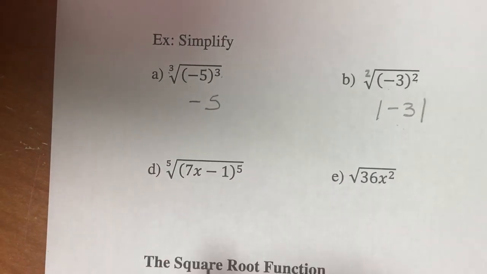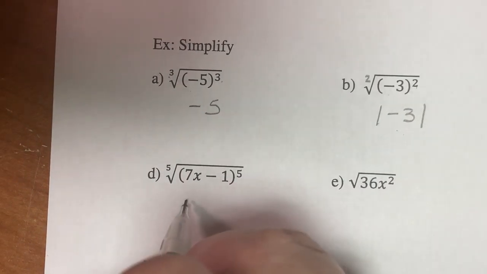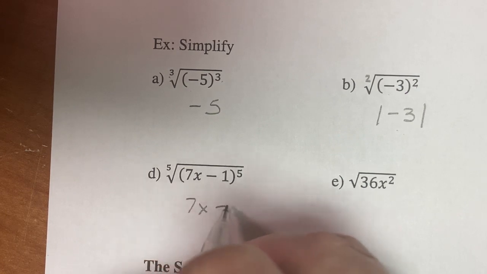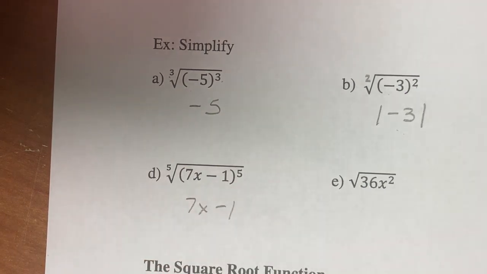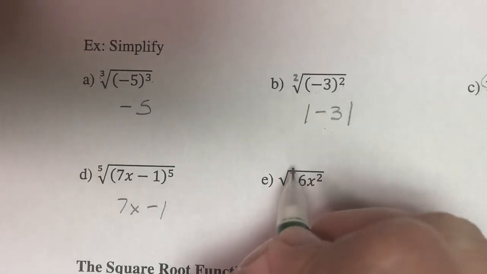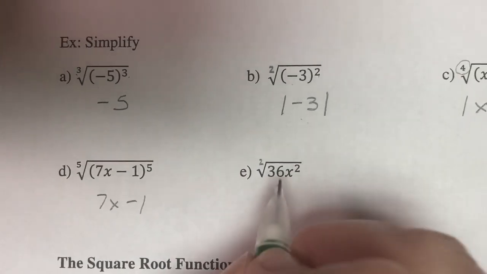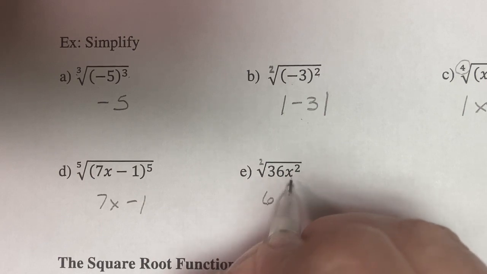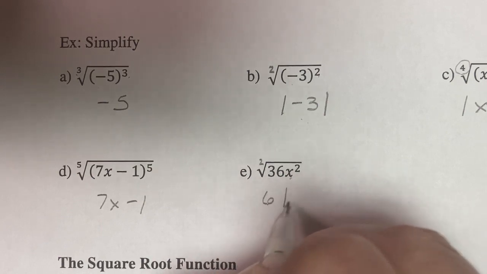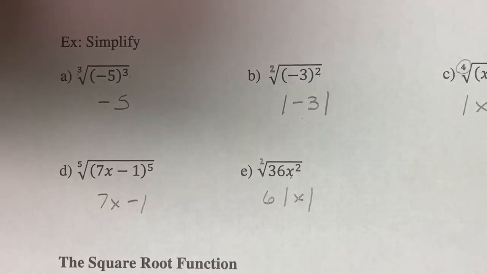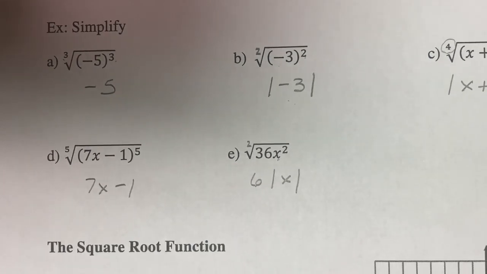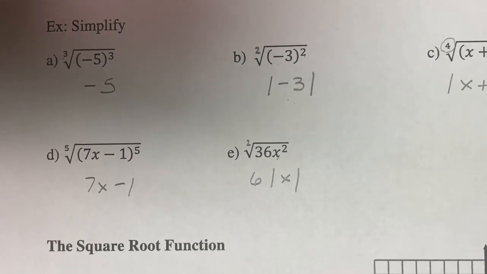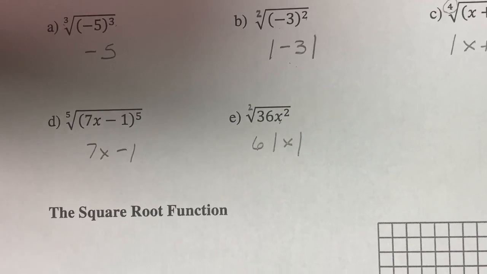This is a 5th root, so we don't have to worry about it. So this would be just 7x minus 1. Now this is a square root. The square root of 36 is 6, but then what we would have to do, because it's a square root and this is a variable, is we would have to put that x in absolute values. So you only have to worry about that if you're talking about an even root, square root, or a 4th root, or so on.